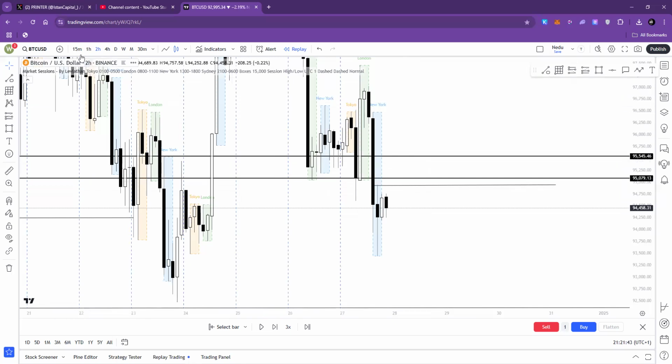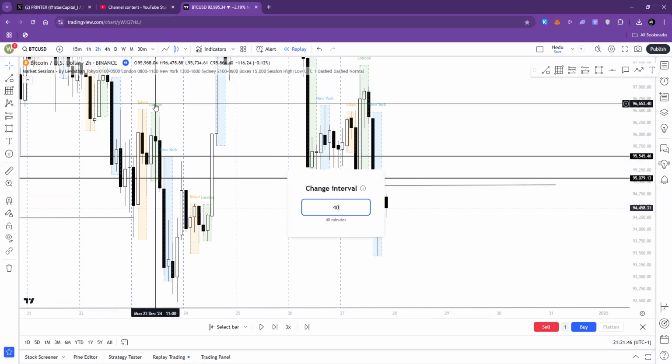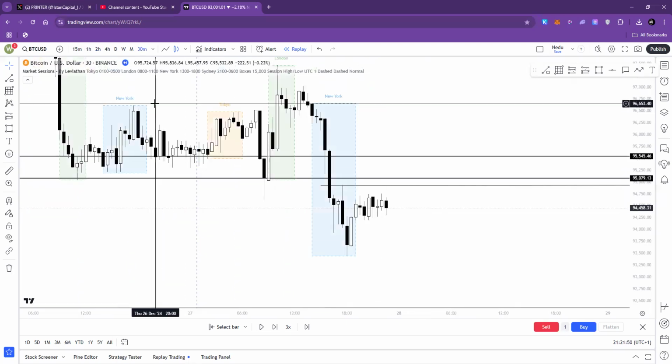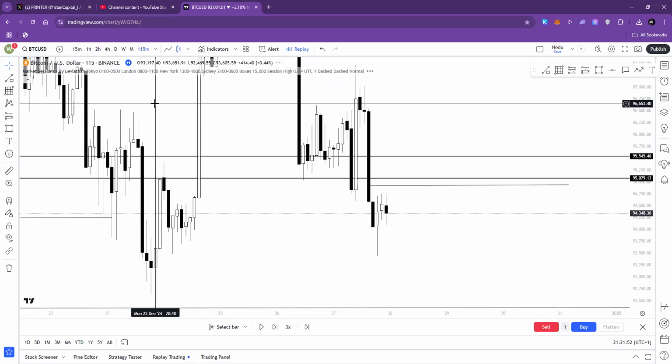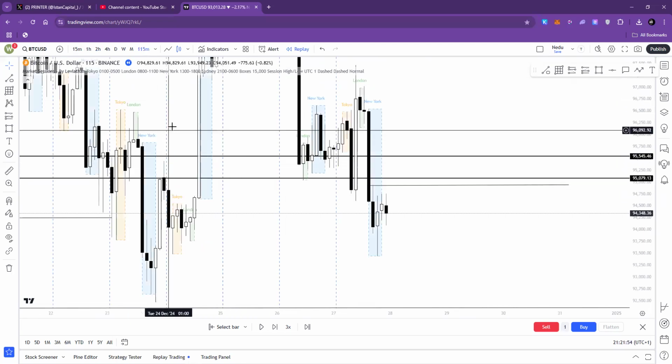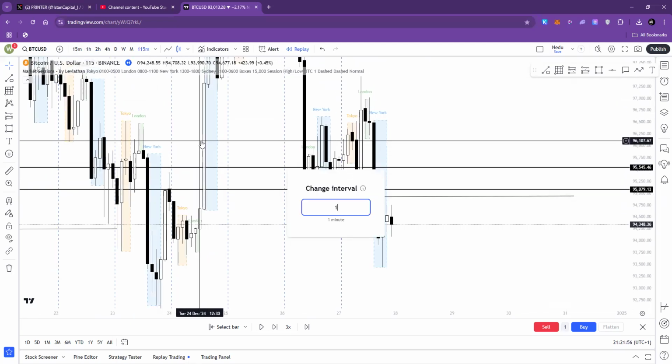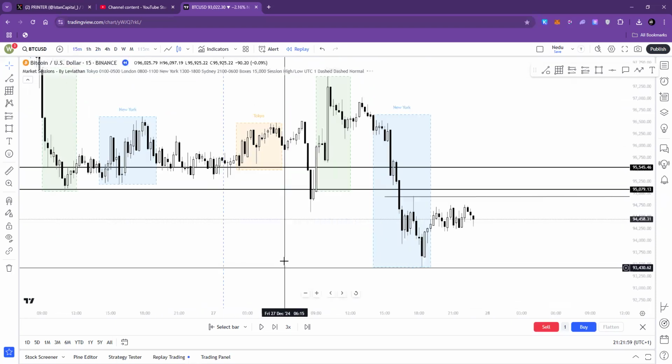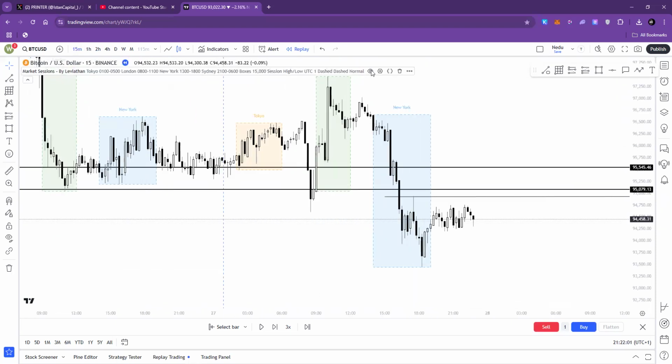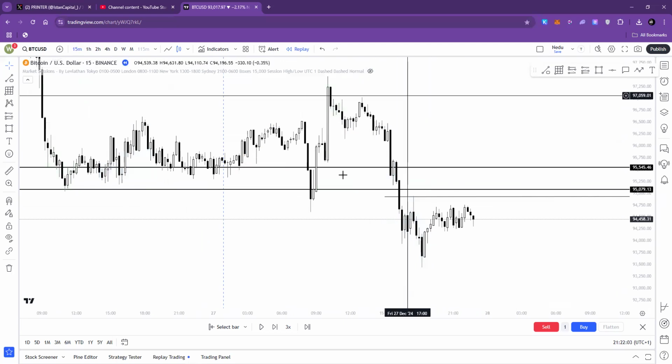So what did I do? I went down to the 30 minutes time frame, then I went to the 15 minutes time frame. Now, on the 15 minutes time frame, I spotted my flip zone.